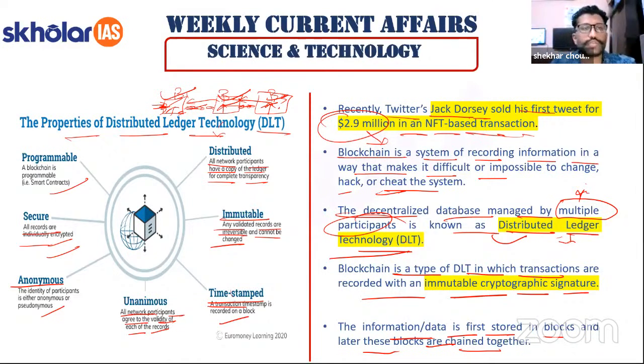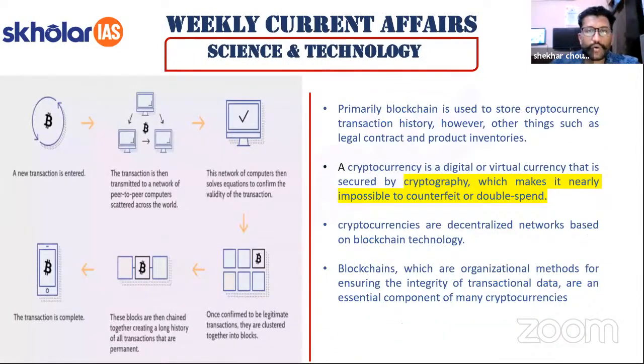इसका बहुत सारा यूज है. ब्लॉकचेन का यूज आपके प्रॉपर्टी ट्रांजैक्शंस में हो रहा है, मेडिकल वर्ल्ड में हो सकता है, डिजिटल करेंसी, डिजिटल ट्रांजैक्शंस में तो है ही. Primarily, blockchain is used to store cryptocurrency transactions history. However, other things are also coming like legal contracts, product inventories.